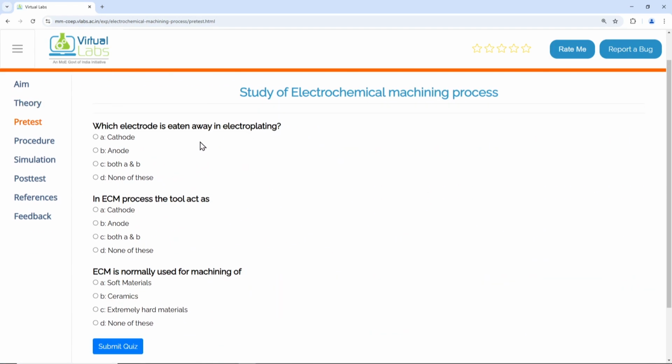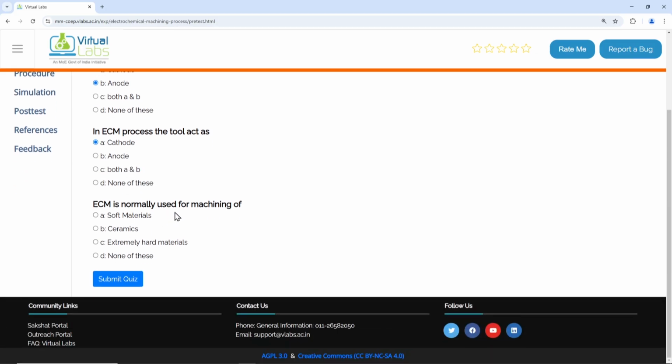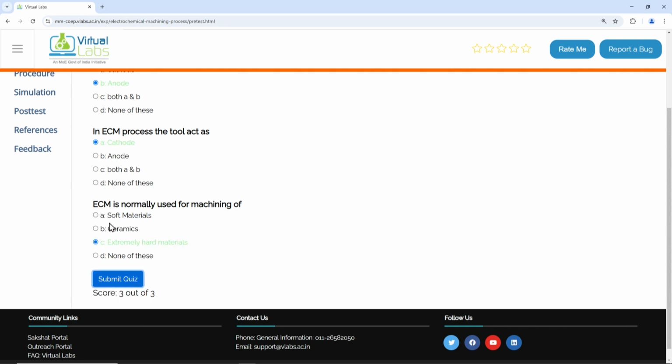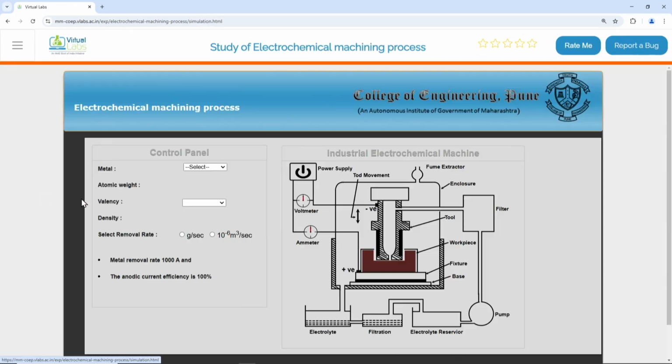Which electrode is eaten away in electroplating? In electroplating, electrochemical machining uses the electroplating phenomenon in which the anode is being eaten. In ECM process, the tool acts as, the tool in ECM is cathode. The ECM is normally used for machining of the materials which are very hard, that is extremely hard materials. Submitting. Let me come to the simulation.